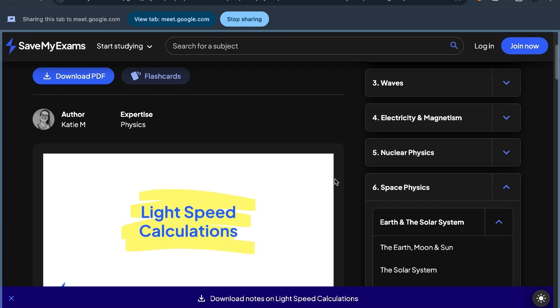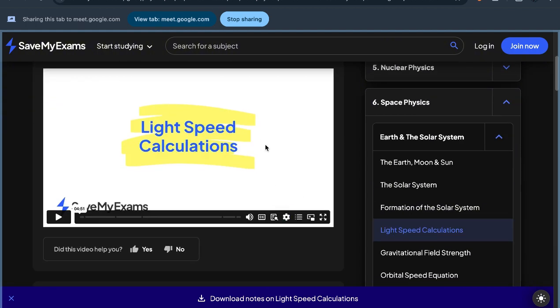Today we'll be looking at space physics in the last chapter of Cambridge IGCSE. The subsection we'll be looking at is the light speed calculation. We'll be taking a look at the speed of light. So before we begin, let's take a listen to this tutorial.